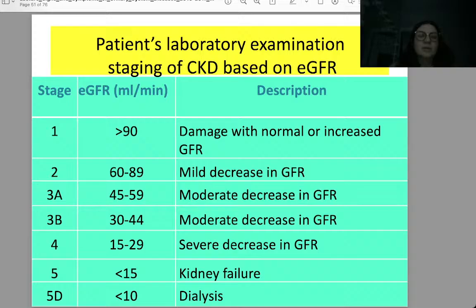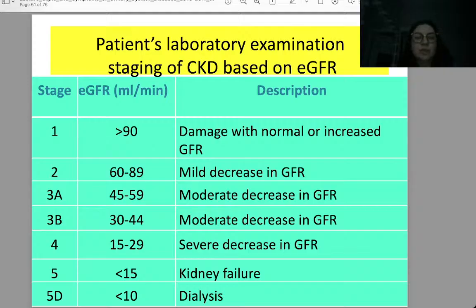And according to the level of eGFR, we can classify kidney damage or renal insufficiency by stages. It has stages from 1 to 5 and several substages. Stage 1 is when the GFR is normal, more than 90, but there is damage of the kidneys, still with normal filtration. Stage 2 is a mild decrease in GFR, from 60 to 89.